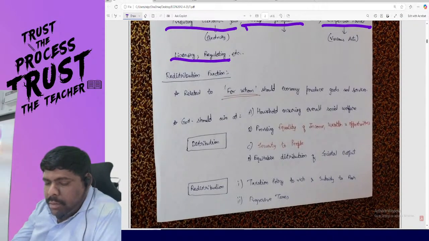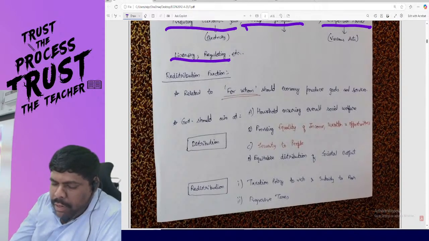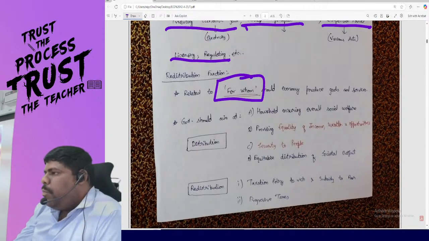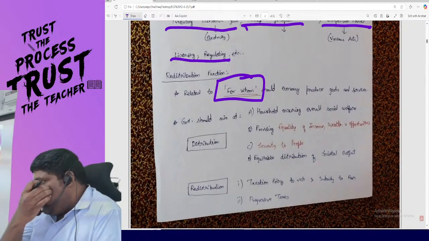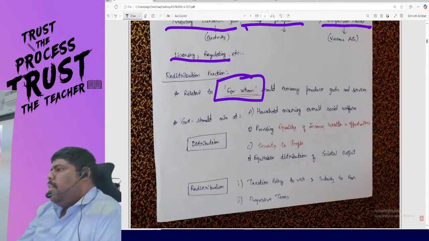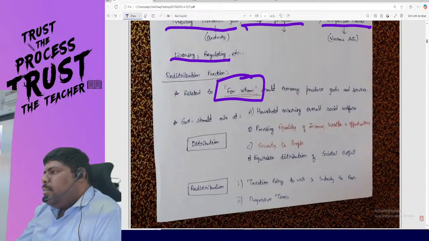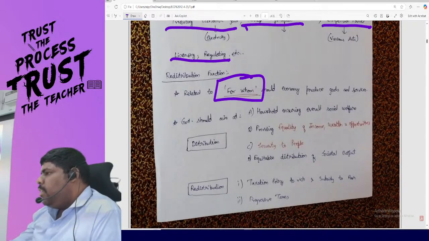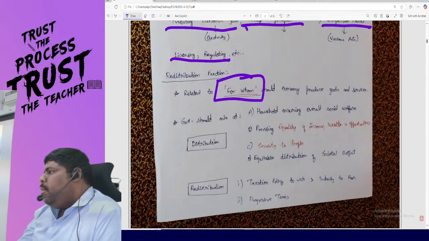Now listen. The allocation function comes to a close, then comes redistribution. Redistribution is related to for whom the economy should produce goods. Classic example: take Maruti Suzuki cars. Who are the target customers? Middle income people, whose maximum car budget will be less than 20 lakhs. So they will be in a position to produce more cars, and their profit margin will be low. Just compare Maruti Suzuki with Rolls-Royce. Does Rolls-Royce sell to each and every person? No. The target customers are very few, but the profit will be very high.